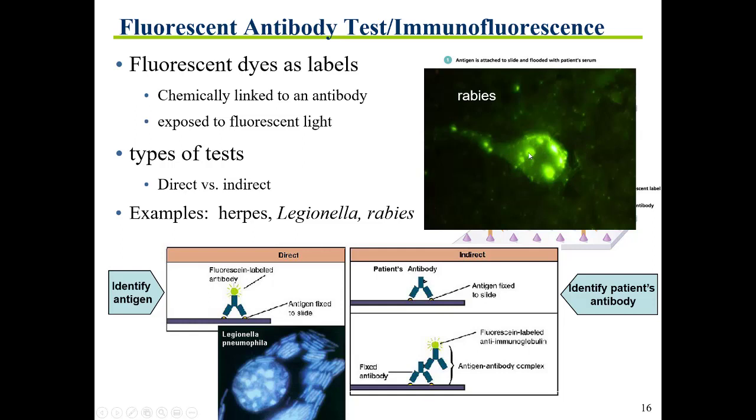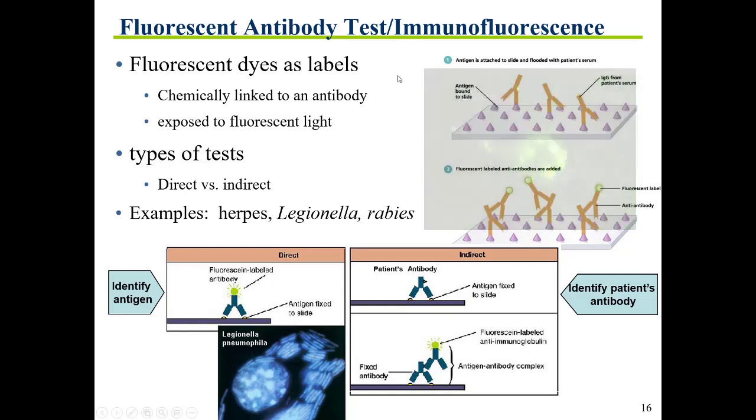So this is probably a brain cell that we're looking at here, because they typically do this on brain tissue, and they've used a known antibody to the rabies virus that is tagged to a fluorescein dye, and when it finds the antigen, it attaches to it and it fluoresces. That's basically the procedure in a nutshell. And there's a direct procedure and an indirect procedure. So many viral infections employ the fluorescent antibody test procedure.